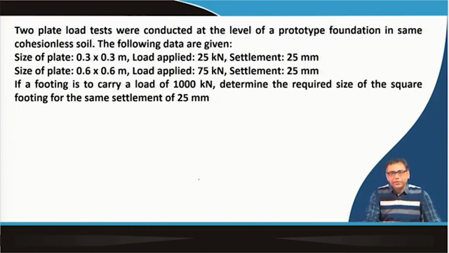Now, we have to determine the dimension of a square footing, if we apply 1000 kilonewton load and we will get the same settlement. Okay. So, that means we have used two different plates on the same soil. One plate gave 25 millimeter settlement under 25 kilonewton load, another plate gave 25 millimeter settlement under 75 kilonewton load, because its plate dimension is 60 cross 60 centimeter square. Now, we have to determine, by using this plate load test data, the dimension of a real footing if we want to get the same settlement under 1000 kilonewton load.